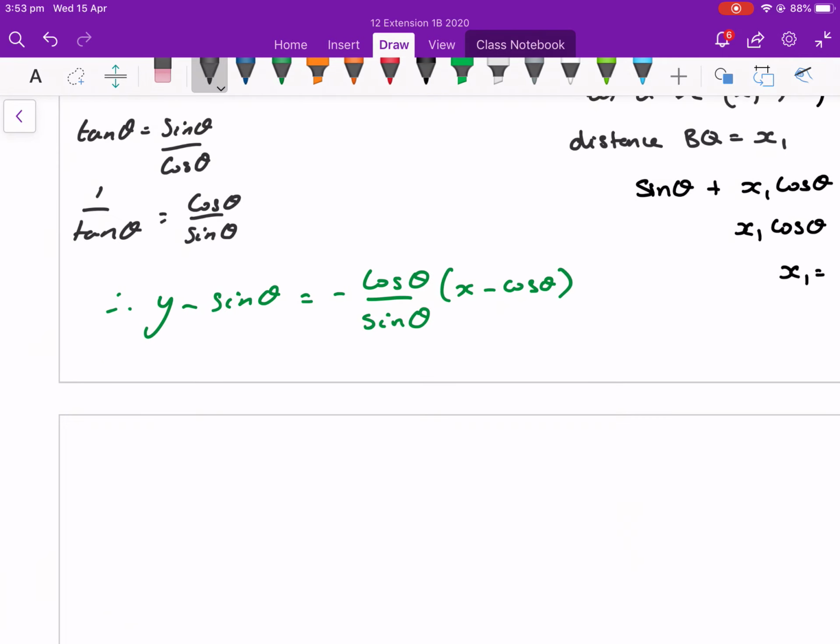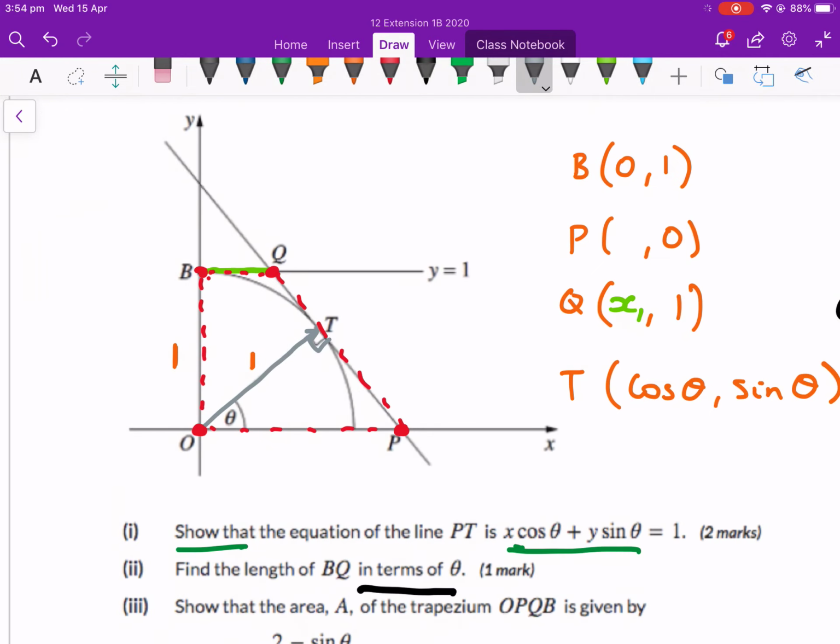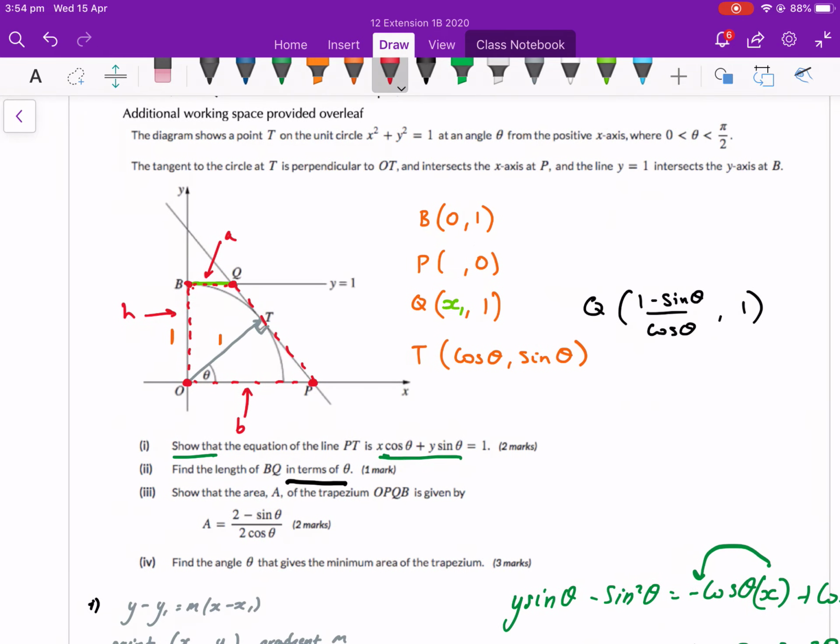So part 3. The area of a trapezium is equal to the two parallel sides, A plus B, times the perpendicular height between them, times a half. So let's have a look at the two parallel sides. Well, the two parallel sides are here. That's going to be A, that's going to be B, and this side here is just the height. So we've actually got two of those values. We've got H, we've got A. We need to find B, so we need to find the length OP.